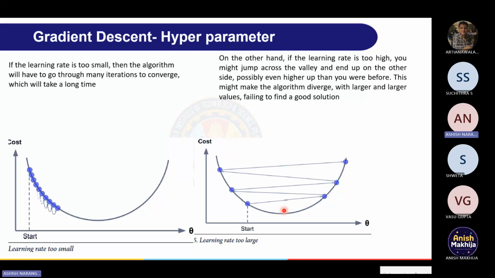Make sense? What is alpha or what is eta value? Yes, sir. From the visual diagram, now it is making sense.